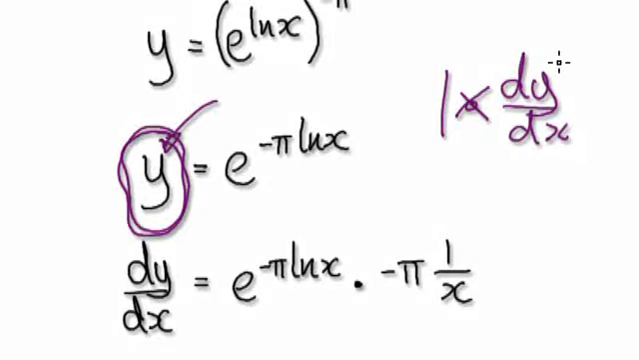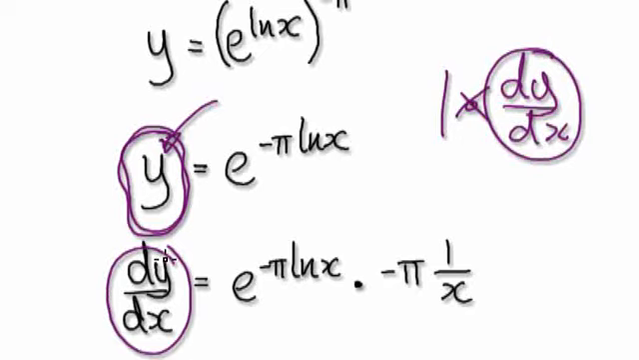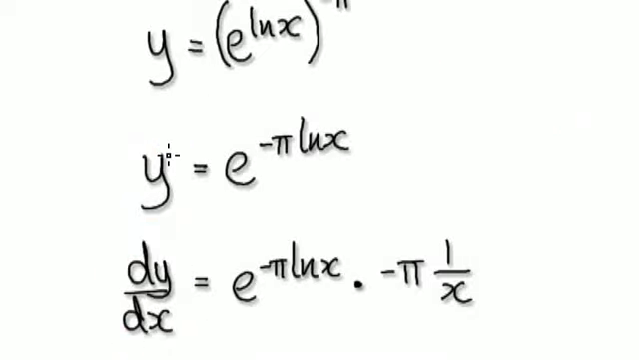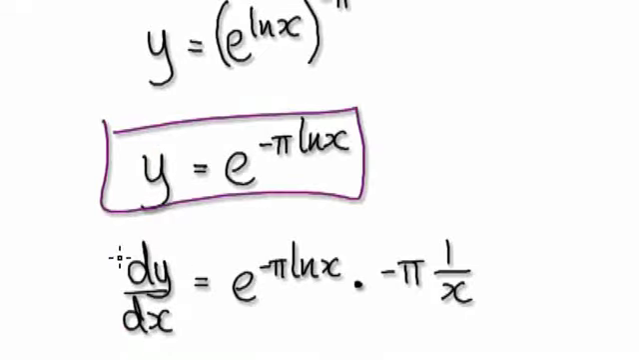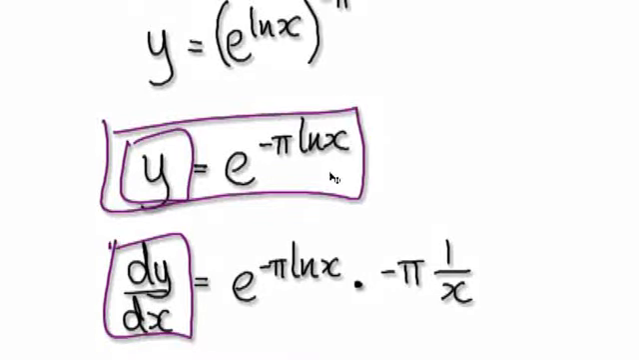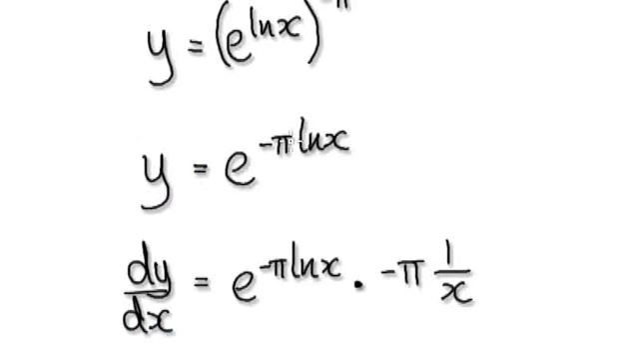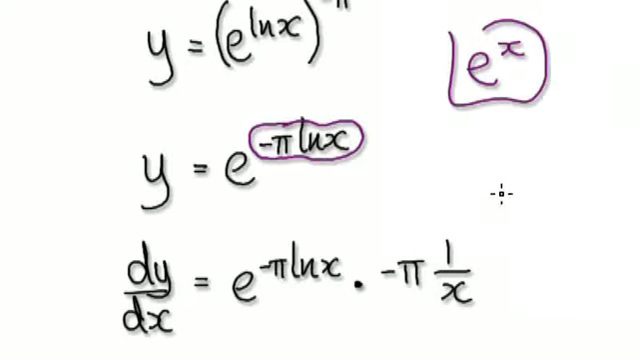So here 1 times dy by dx, it's just simply dy by dx. Okay, so given this here, differentiate this side, that will give you dy by dx. Now you've got to imagine this as being a bubble here. Okay, so if I were to give you this, how would you differentiate this? When you differentiate this, it would just simply be this.